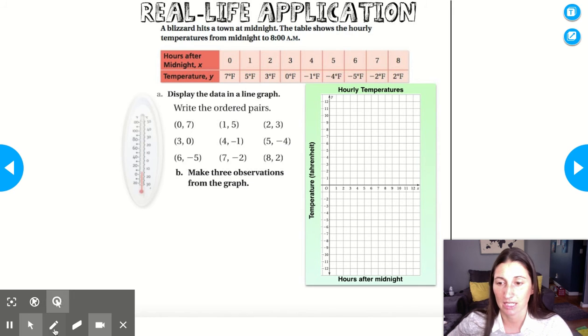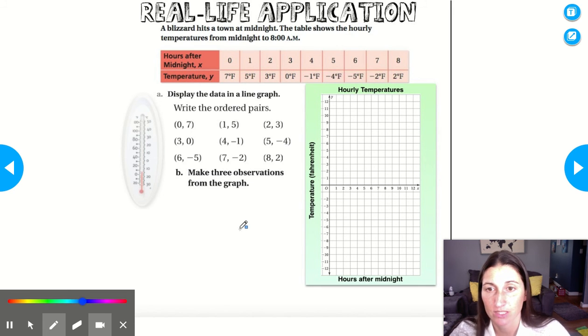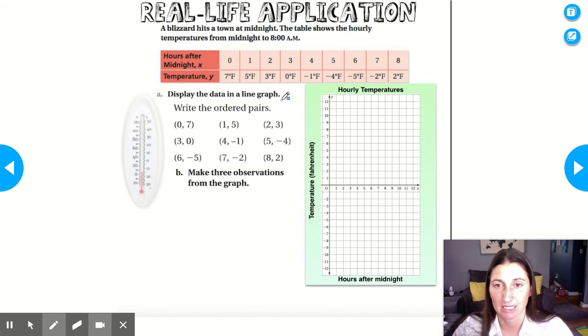So if we are to take a look here, the first thing that you would do is you would want to display the data in the line graph. So we don't have a full coordinate plane, but we do have quadrant 4 showing, which typically you haven't used in the past. So what you want to do is take this information in your graph and turn it into an ordered pair.